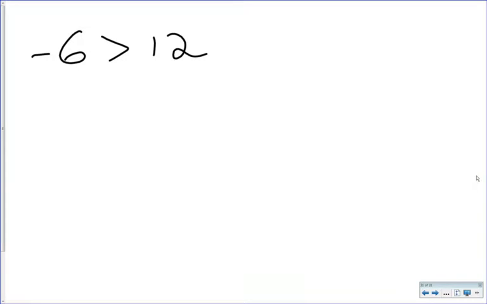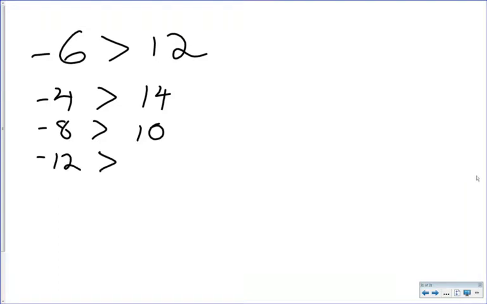Now, if I add 2 to this side and I add 2 to that side, what's this plus 2? 4. And that's 14. So far, good. Let's subtract 2 from this side. -8 greater than 10. It's all good. Now, let's multiply this side by 2. -12 greater than 24. It's all good. Let's divide this side by 2. -3 greater than 6. Right? It's all still working.